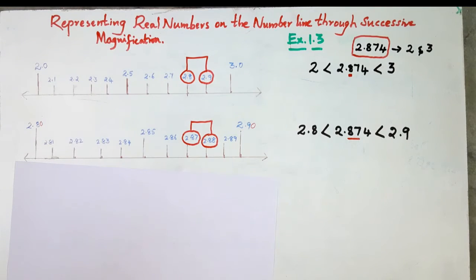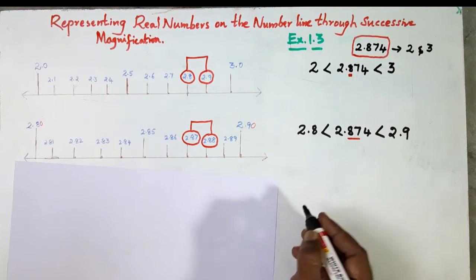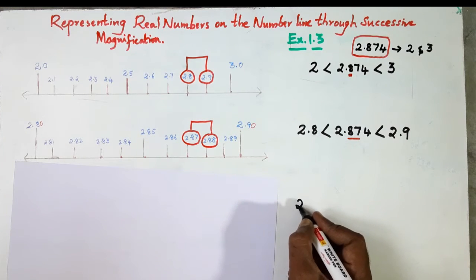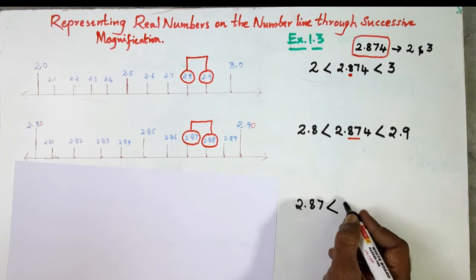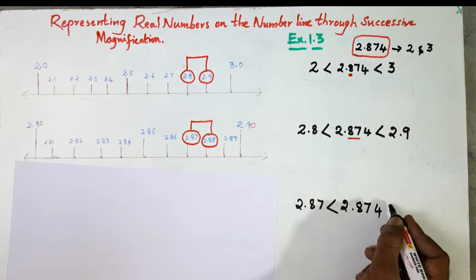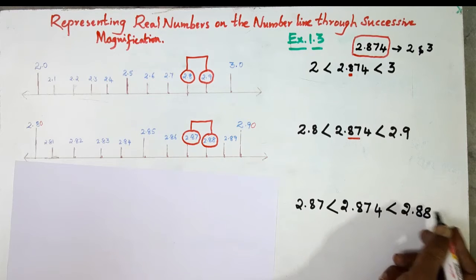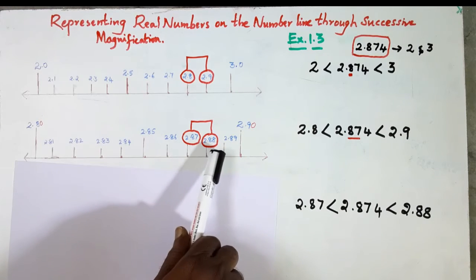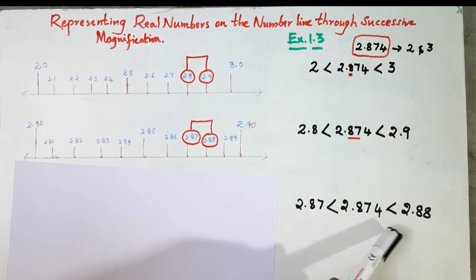Now you can say that 2.874 is lying between 2.87 and 2.88. See, we are taking this one, 2.87 and 2.88. So 2.874 is lying between 2.87 and 2.88.